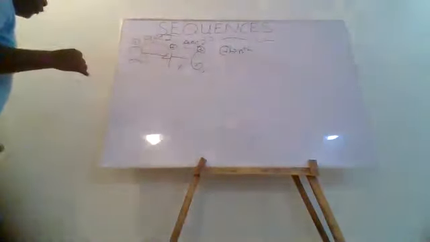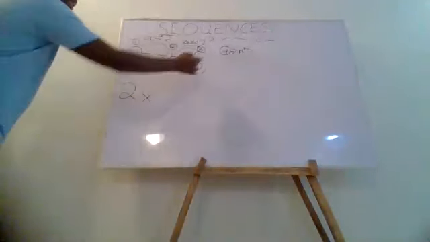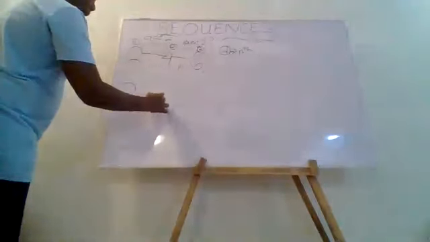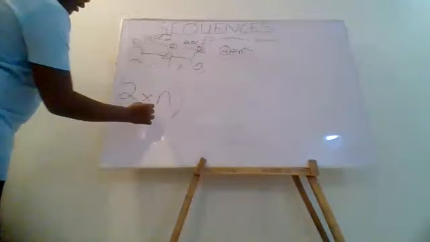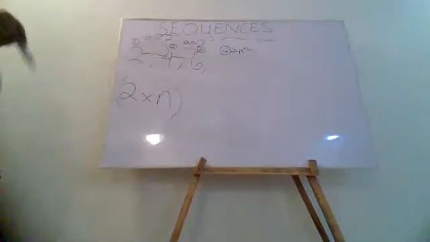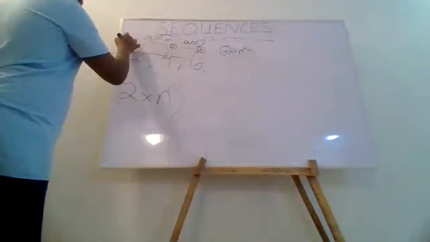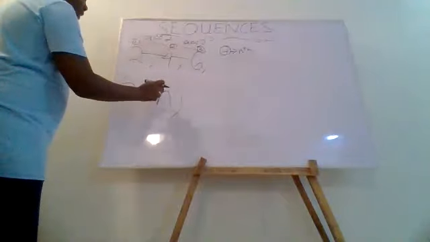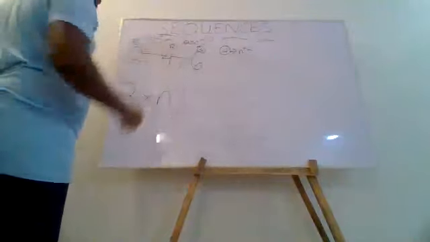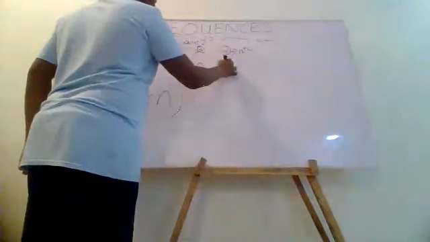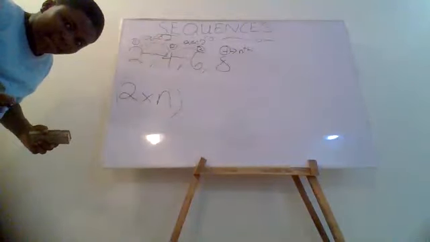So that's the first part of our position to term rule: 2 times the nth term, which is n. So 2 times n is now our position to term rule. We can test it out. Since n is the position of the number, we can replace n with 1. So 2 times 1 is 2, 2 times 2 is 4, 2 times 3 is 6, and lastly 2 times 4 is 8. And that's our fourth term of the sequence. Very easy and very simple.